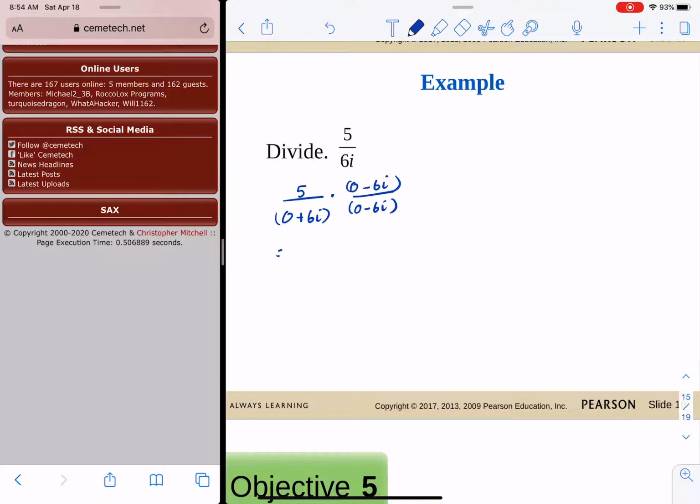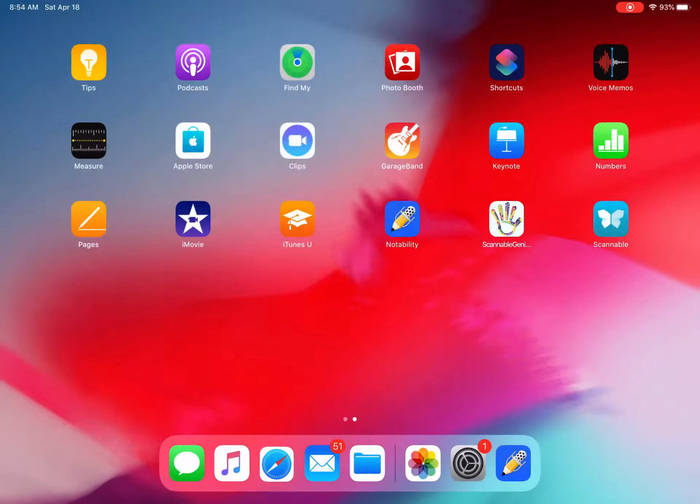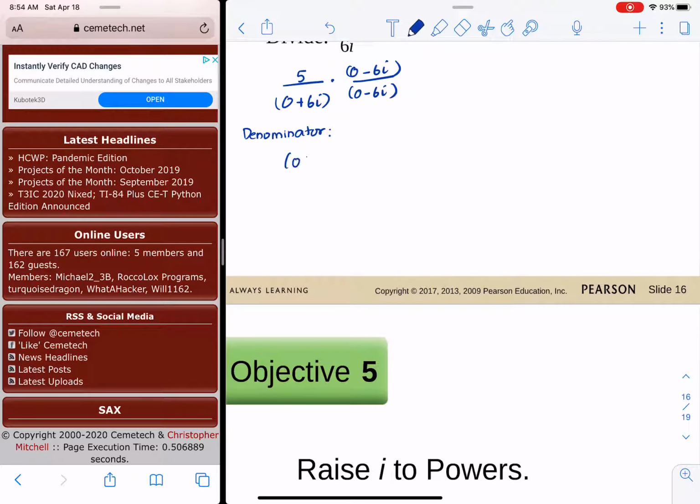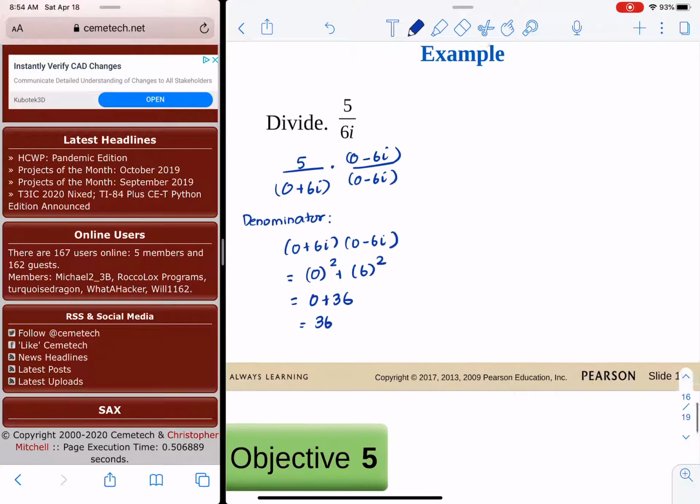In the denominator, we have a complex number multiplied by its conjugate. So the answer is simply the real part squared plus the imaginary part squared. So we have 0 plus 36. The answer is 36.